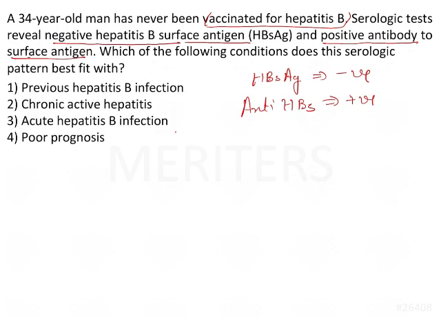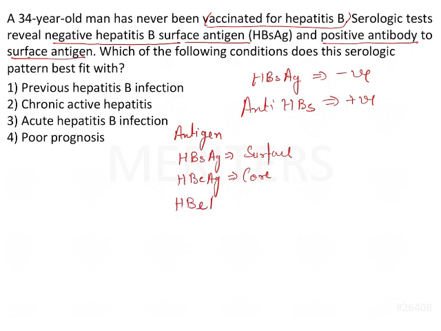Now I should tell you, first of all, I'll be discussing the antigens here. The various important antigens for hepatitis B virus are HBsAg, that is your surface antigen. Then you have HBcAg, that is your core antigen. And then you have HBeAg, that will tell you the infectivity or the replication status of the virus.